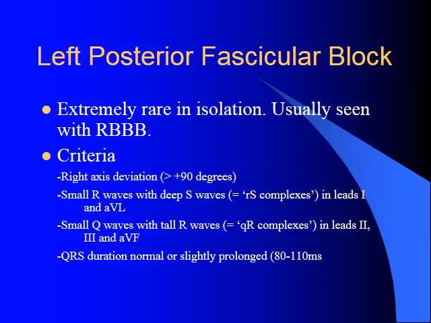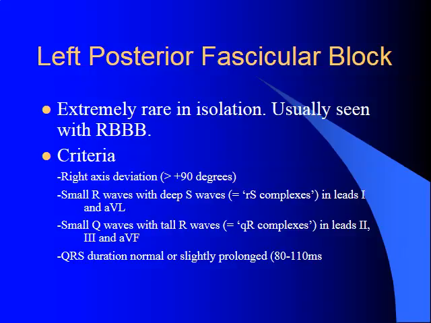So, for example, the left posterior fascicular block is usually not seen in isolation. It's most commonly seen with a right bundle branch block. The reason that you don't see it in isolation very often is because it takes a fairly significant injury to cause this block to occur. If you think about the fascicles, the anterior fascicle is very long and thin, whereas the posterior fascicle is very short and stocky. It's a lot bigger around, so it takes a lot more of a mechanism to block this fascicle.